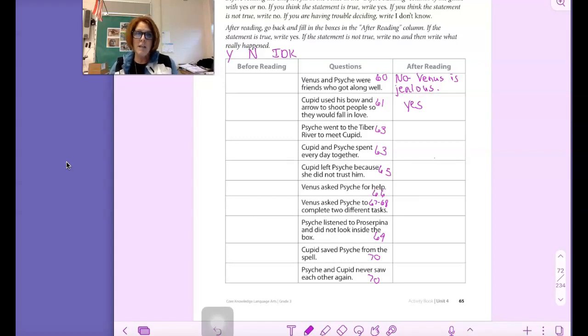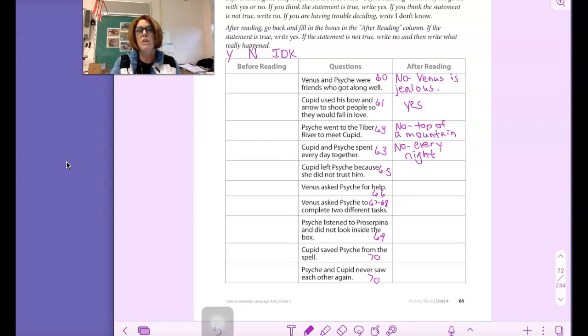So, did Psyche go to the Tiber River to meet Cupid? No, she went to the top of a mountain. And did Cupid and Psyche spend every day together? No, they spent every night together. Now, if you need to pause to make sure that you're writing down what I'm writing down, please pause the video and then continue when you're ready.